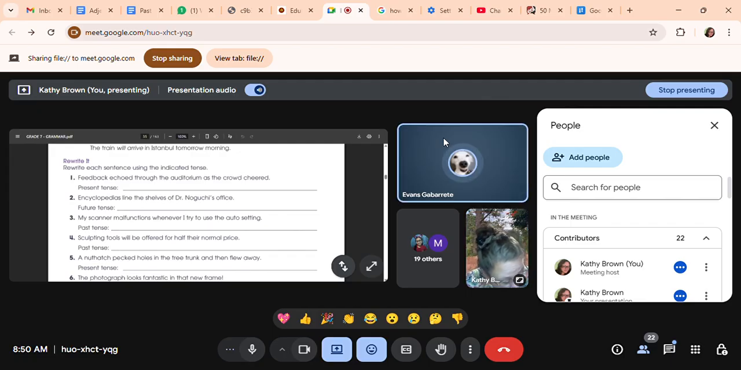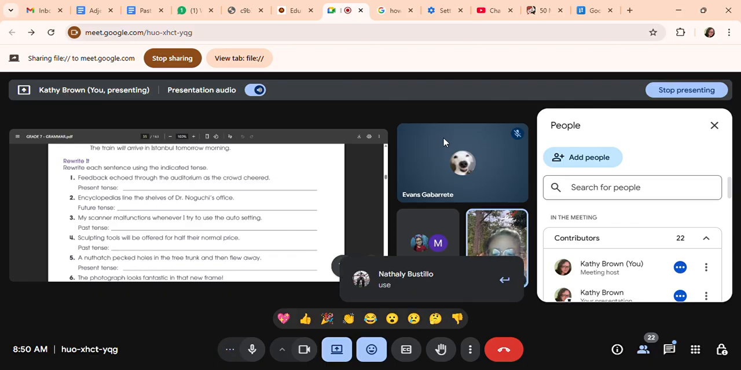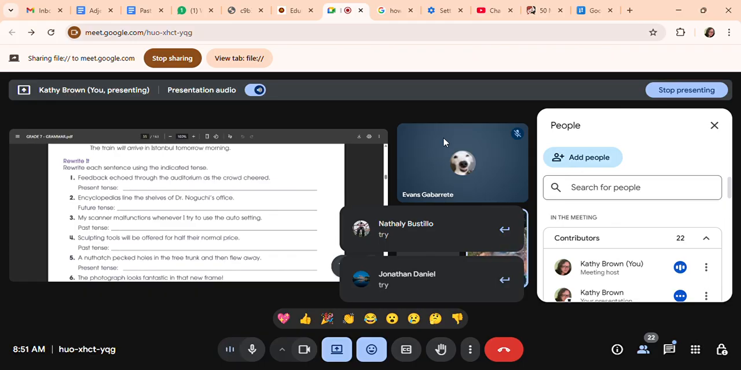My scanner malfunctions whenever I try to use auto settings. Uh-huh. And so what is the verb? In that sentence, what's the verb? Evans. Not that verb, the other one. There's two other ones. The two other ones are malfunctions and try. And so those two verbs need to be, yes, try.